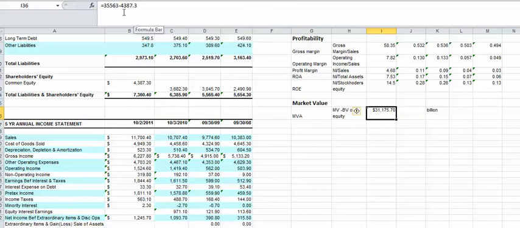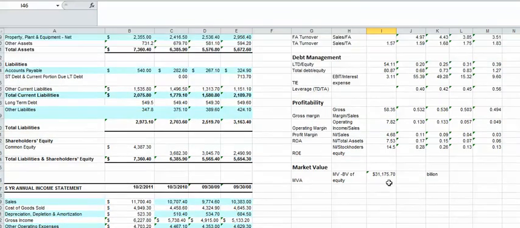So shareholders have invested either directly or through retained earnings $4.387 billion, and Starbucks has turned that into a market value of $35.56 billion. So they have created $31.175 billion in wealth. So market value added is a really nice statistic to compare companies and basically say, what have you done for the economy? And so Starbucks has done quite well.